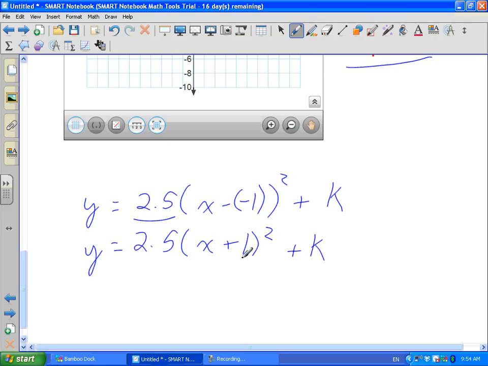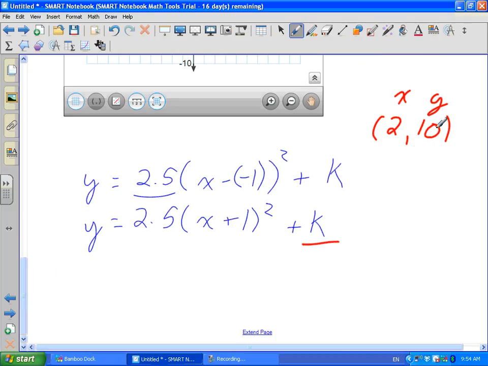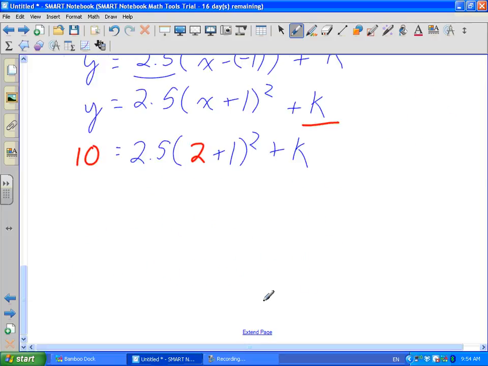Now that I have an a and an h, and I do have a point, they gave us a point earlier, it was 2 and 10, I can plug those in for the x and y coordinates to solve for k. This is a very in-depth question. So our y, we would substitute 10 in for. Our x, we'd substitute 2 in for. And we isolate and try to solve for k.